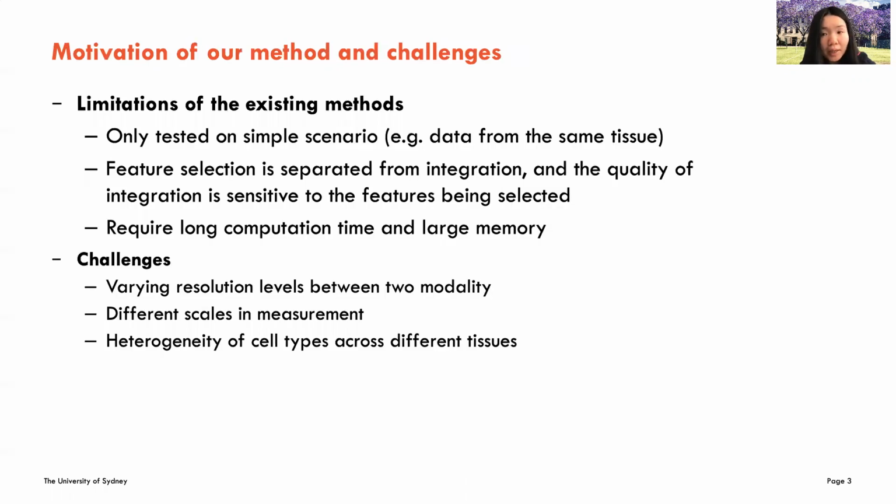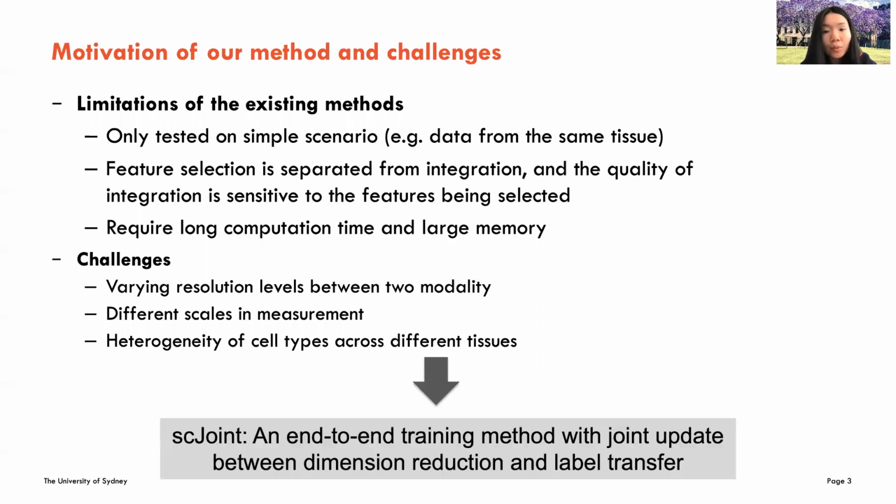There are several limitations of the existing integration methods. For example, these methods are only tested on simple scenarios, and they are very sensitive to the features that are selected. Also, most of these methods require large memory and long computational time. To address these challenges, we have developed an end-to-end training method with joint update between dimension reduction and label transfer, named scJoint.